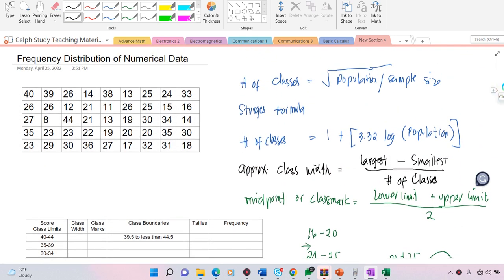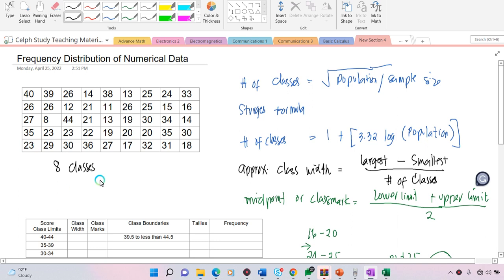Okay, for example, we have to construct a frequency distribution table for the data shown here. It is mentioned that we should consider 8 classes. Here, the number of classes is already identified, so we do not need to compute it. So we have to consider 8 classes.